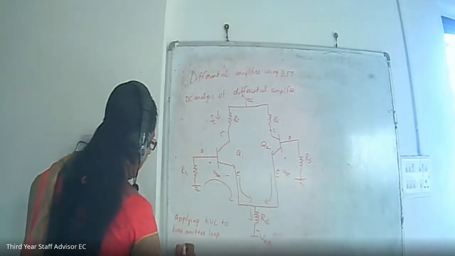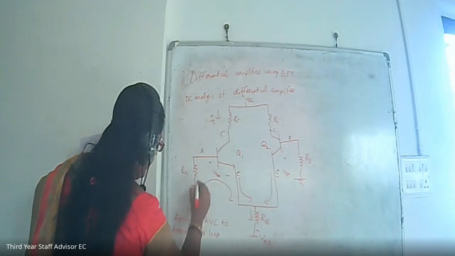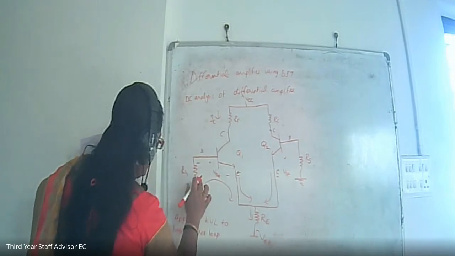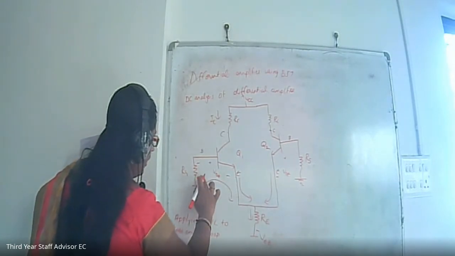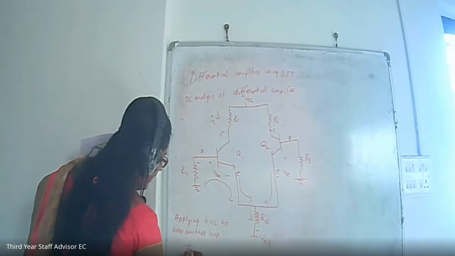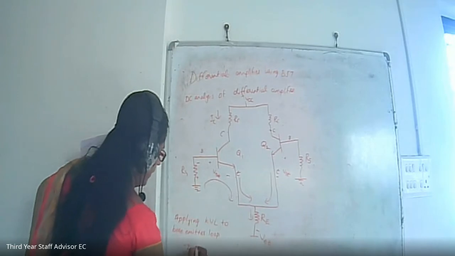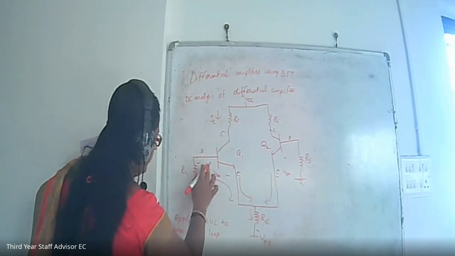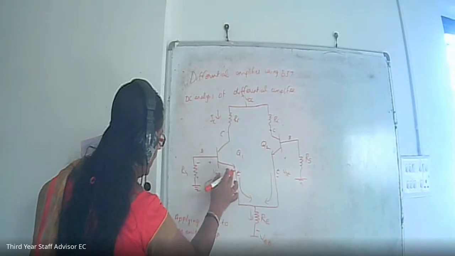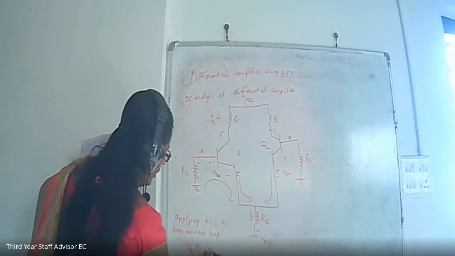Next we can write it with a minus sign. Here we can mark plus and minus. The current flows from higher potential to lower potential, so since it is getting lowered, we write it as minus IB into RS. Next is VBE, the base to emitter voltage, so minus VBE.